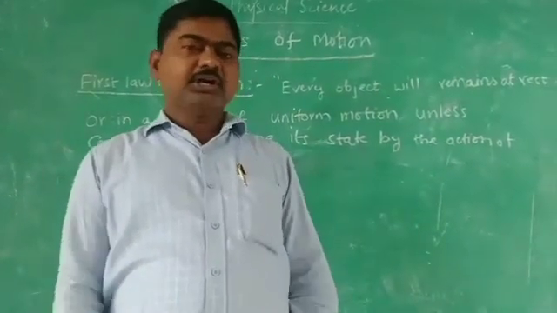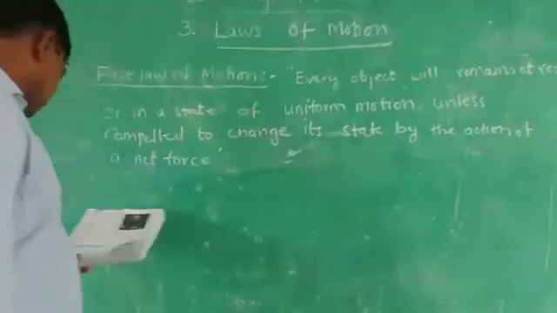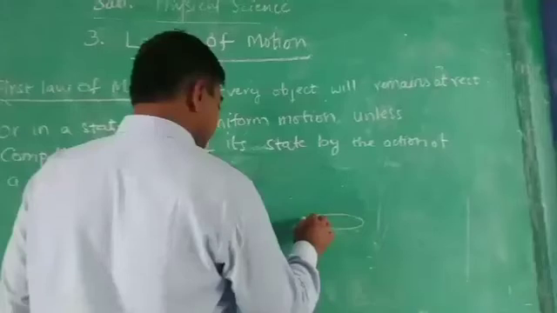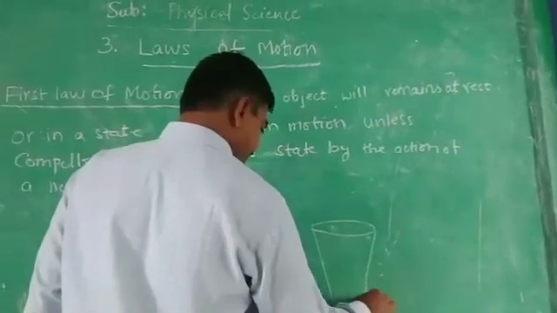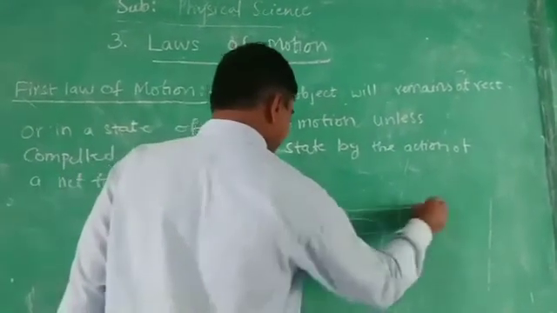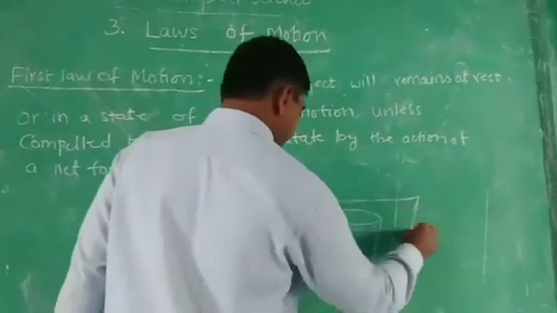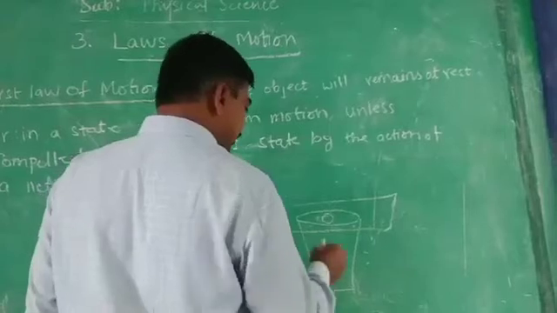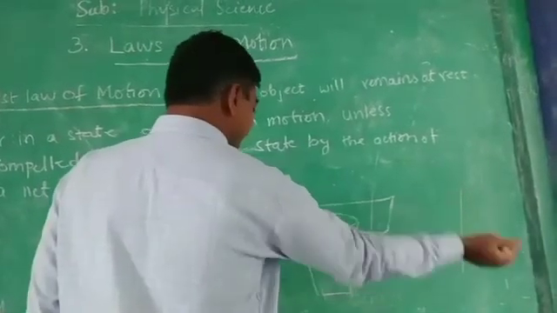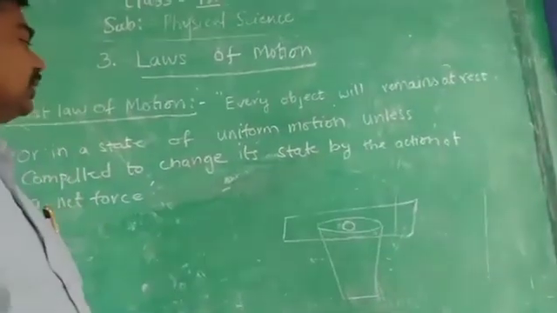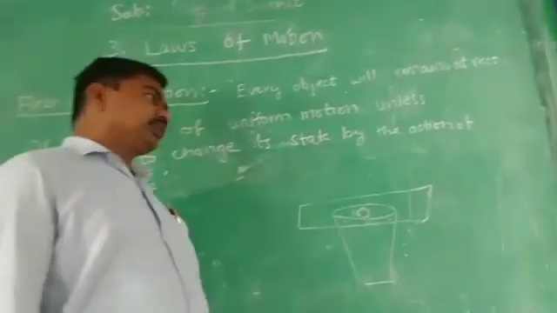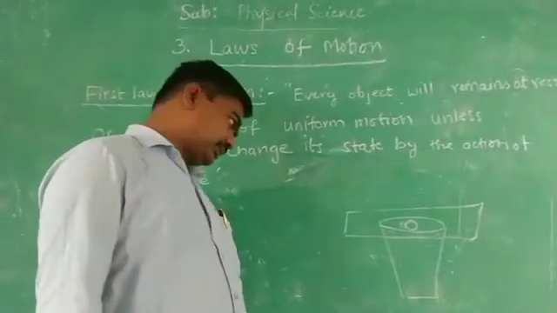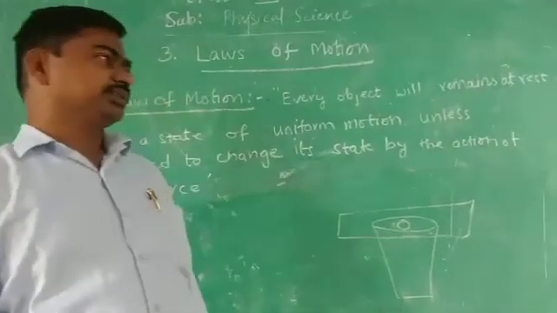This is explained by the experiment on observing the motion of a coin, which you saw yesterday. Place a paper on a glass tumbler, place a coin on the paper, and flick the paper. What will happen after flicking that paper? The coin will remain there at rest, and it will fall inside the glass tumbler.